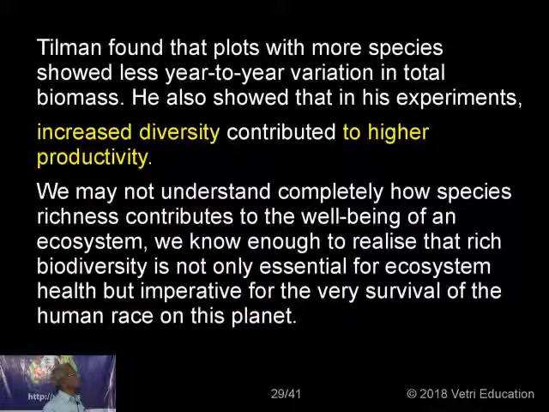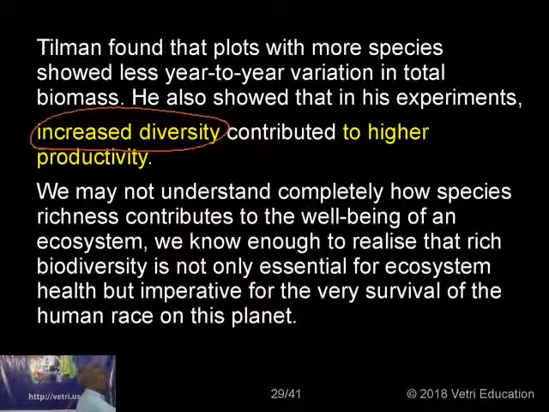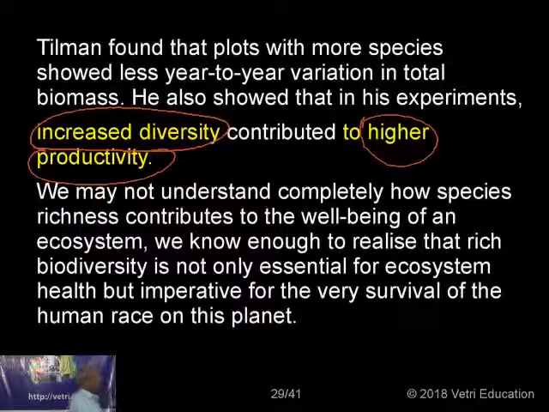Tilman found that plants with more species showed less year-to-year variation in total biomass. He also showed that in his experiments, increased diversity contributed to higher productivity. Another very beautiful concept: increased diversity giving rise to higher productivity. So here I am trying to show a relationship between diversity and productivity. The more the diversity, the more the productivity. Once again, there is a limitation for that.